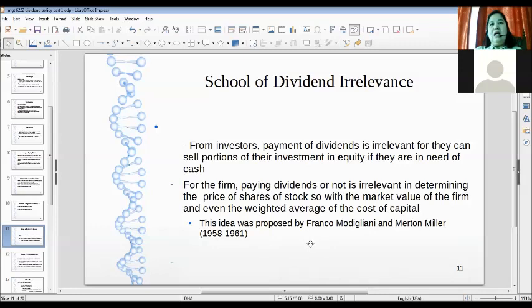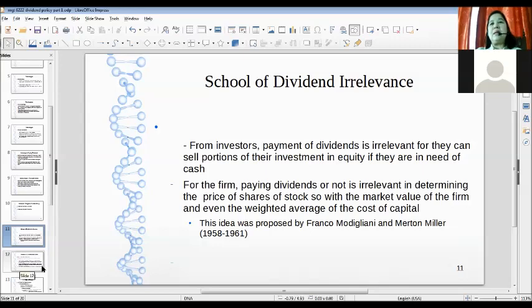Okay. This dividend irrelevance was proposed by Franco Modigliani and Merton Miller. Okay, so ito yung mga researchers. See? Wala pa kayo noon, as early as 1958 and 1961. Buti na lang wala pa rin ako noon, okay, kasi 1963 ako. Okay, so sila yung mga nagkaroon ng arguments tungkol diyan.